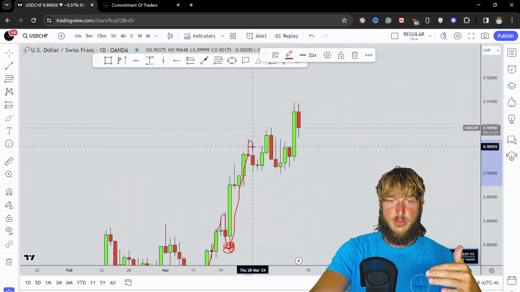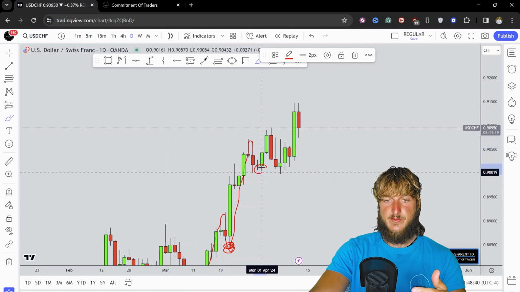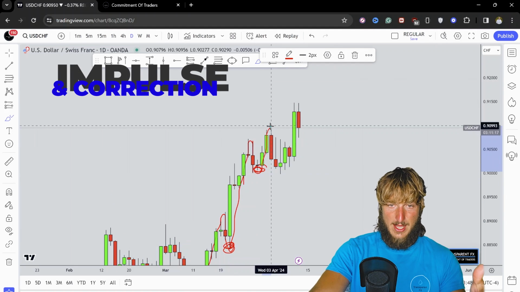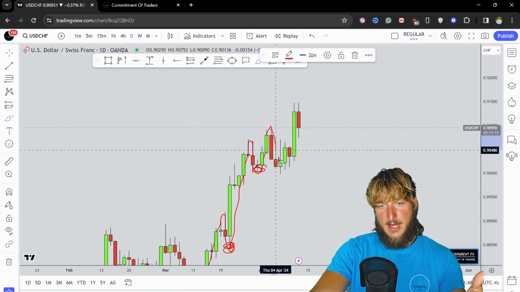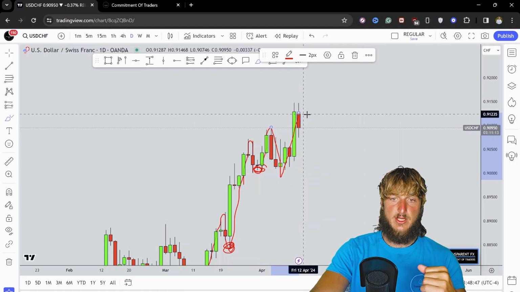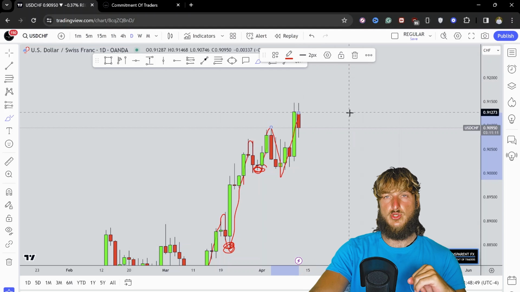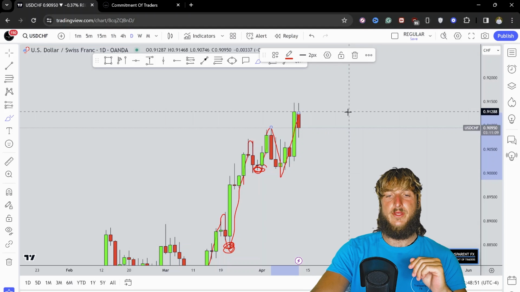Again, after this impulse, I explained all the reasons for which we could expect first the correction to this zone and then the creation of a higher high. And after the market created this M pattern, I explained all the reasons for which we could expect a push higher, which again is exactly what the market gave us.